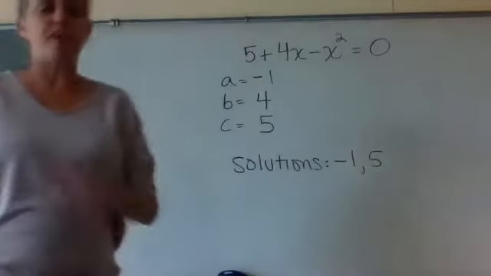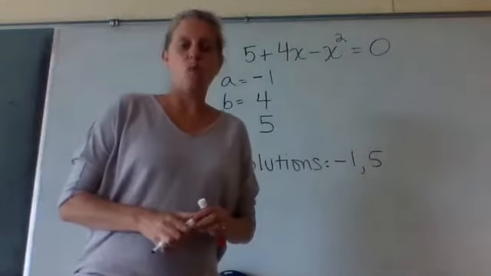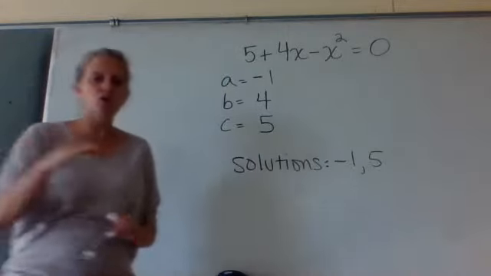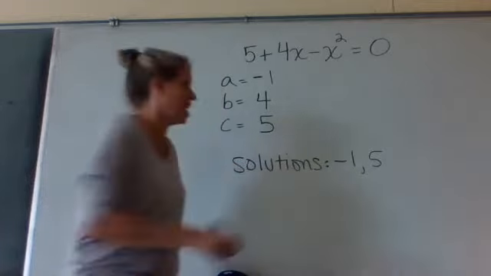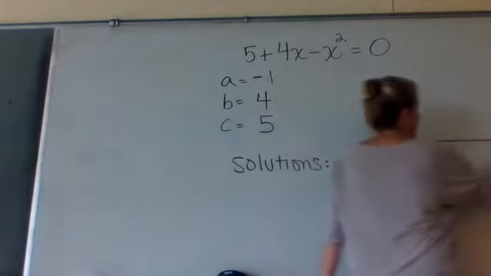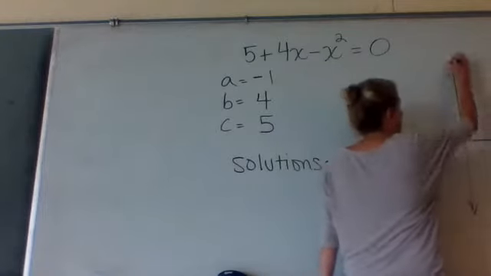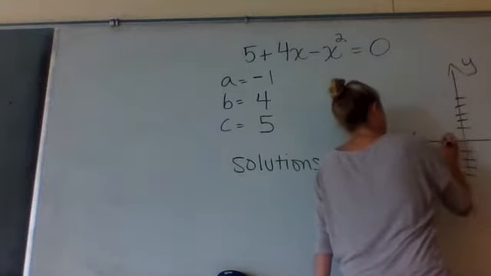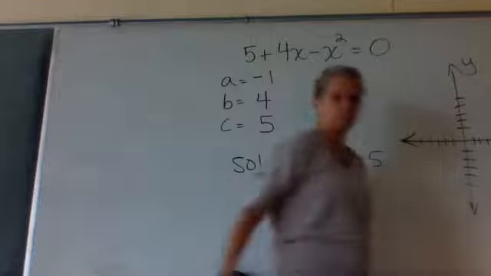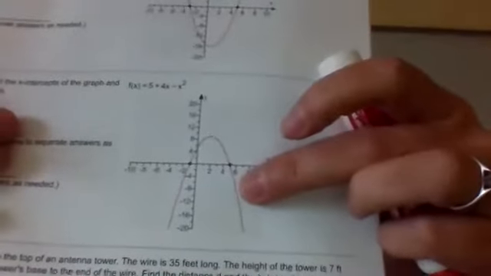Which means if I drew out this graph, where should the parabola cross through the x-axis? Well, at those two different spots on the x. So let's see what the graph looks like. And they drew the graph out there for you. So I'm just recreating this graph now. Look where it crosses. It crosses at -1 and 5.